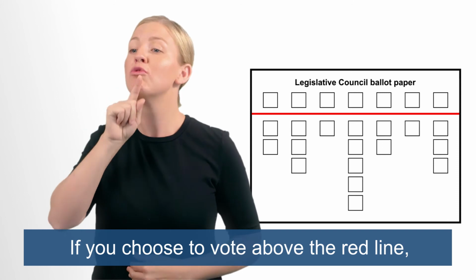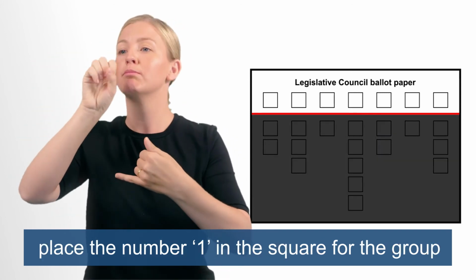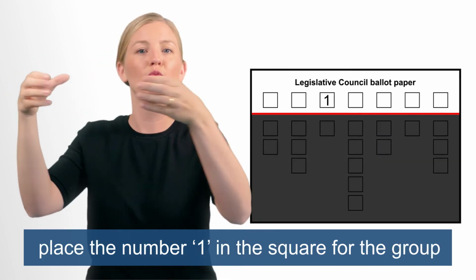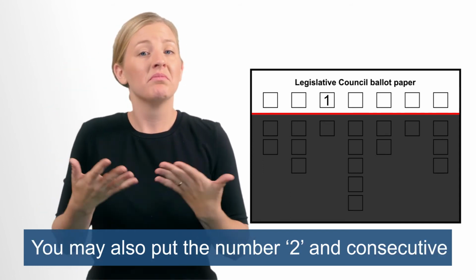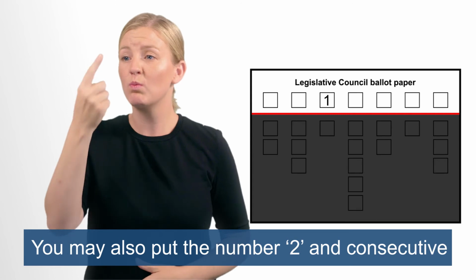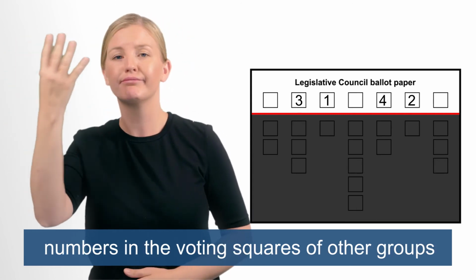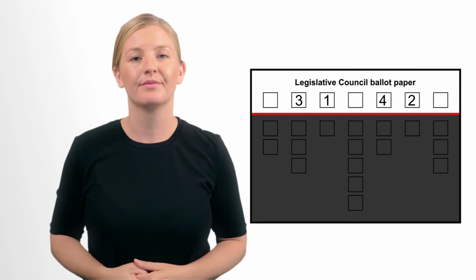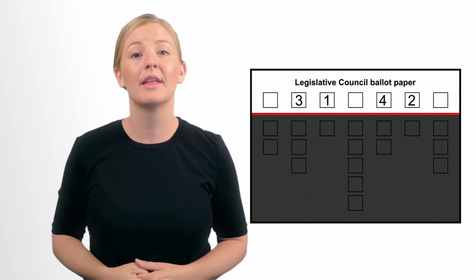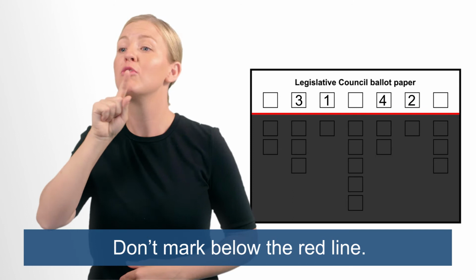If you choose to vote above the red line, place the number 1 in a square for the group of candidates of your choice. You may also put the number 2 and consecutive numbers in the voting squares of other groups of candidates in the order of your choice. Don't mark below the red line.